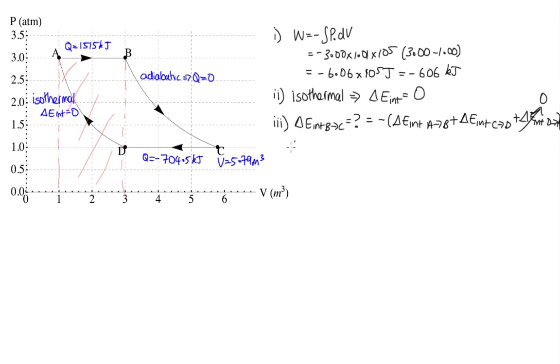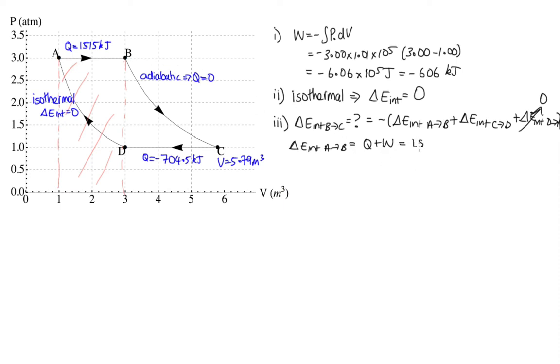And for the change in internal energy from A to B, we can use the first law of thermodynamics, that the change in internal energy is equal to Q plus W. This is from A to B and A to B. We've worked out the work from A to B up here, and we're told the Q.